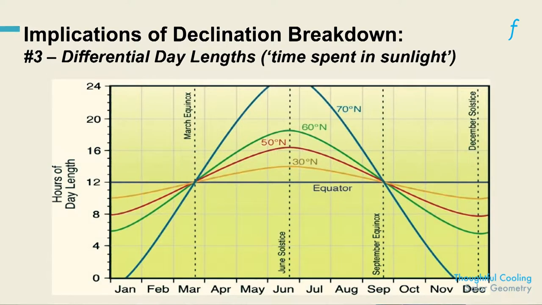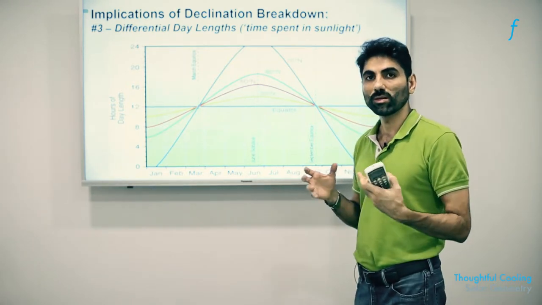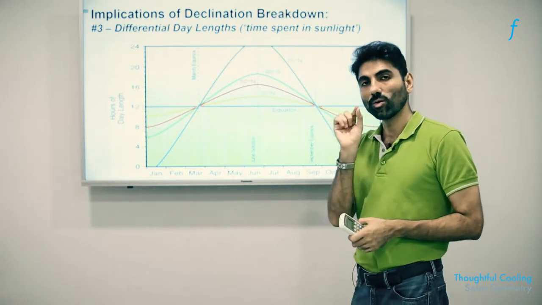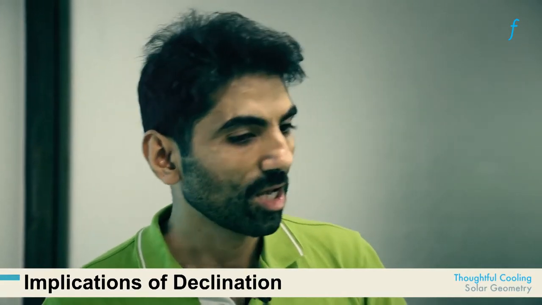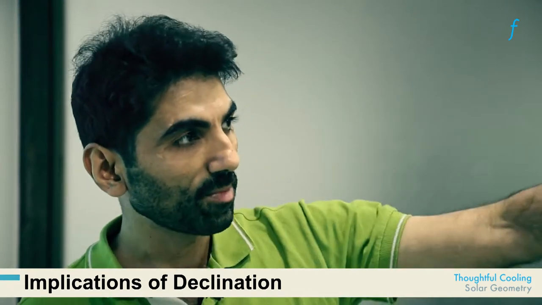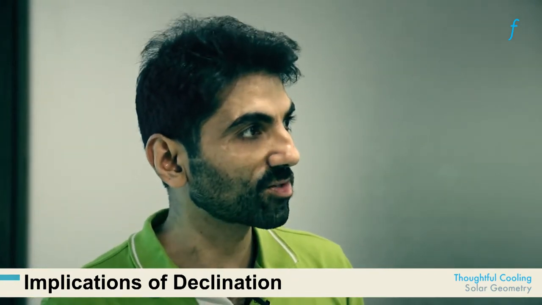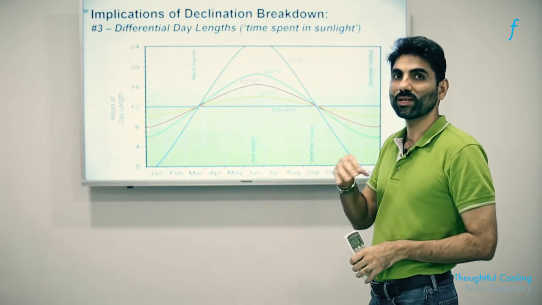The final implication, which completes the whole picture of why there are differing periods of heat and cool throughout the year at a certain location, is the amount of time a certain location spends under the sun. So you can almost think of it as a child playing in the summer vacations. You can imagine that the child spends so much time in the playground outside and very little time at home that at the end of the summer vacation, the child gets tanned, right? They've absorbed a lot of solar radiation. This is sort of what is happening with northern hemisphere cities in the summer.